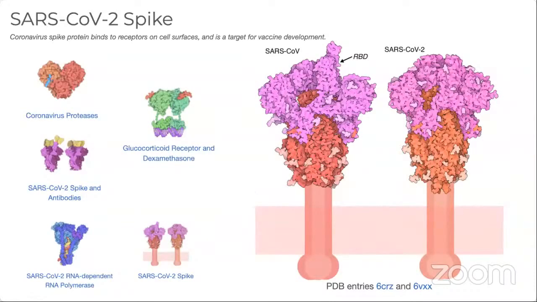These structures also include a portion of the sugar chains that coat the spike. Since the sugars are highly flexible and difficult to observe, that's one of the challenges. There are many things that you can gain insight into from the structures.